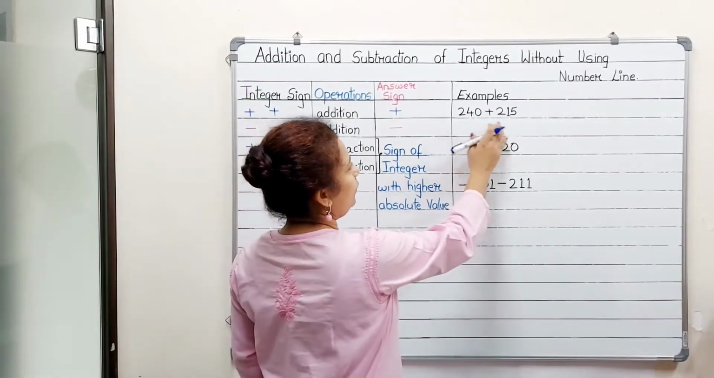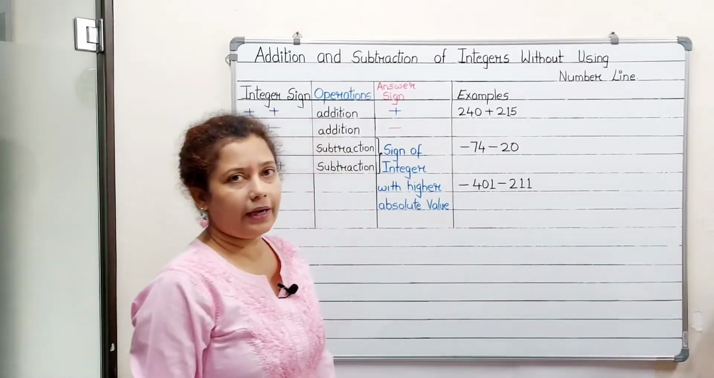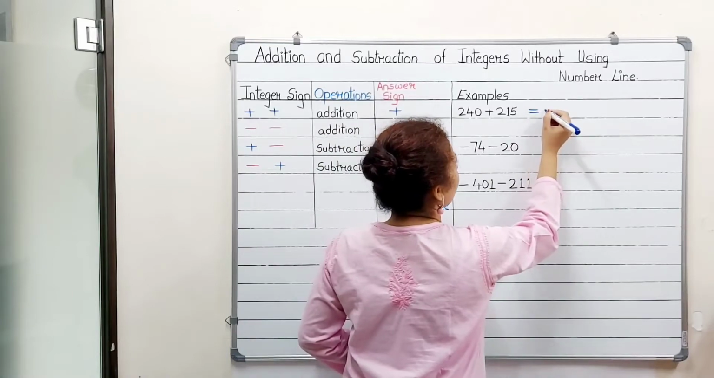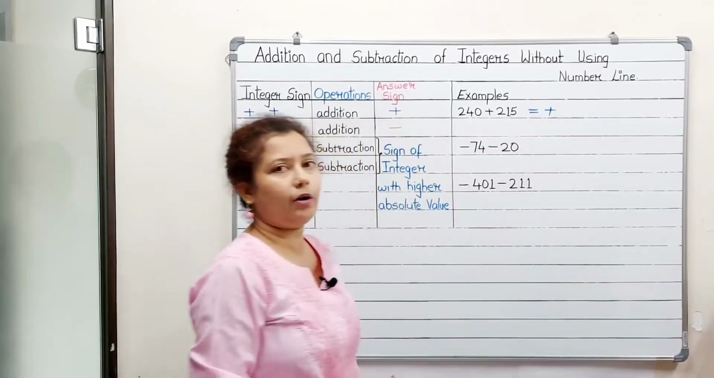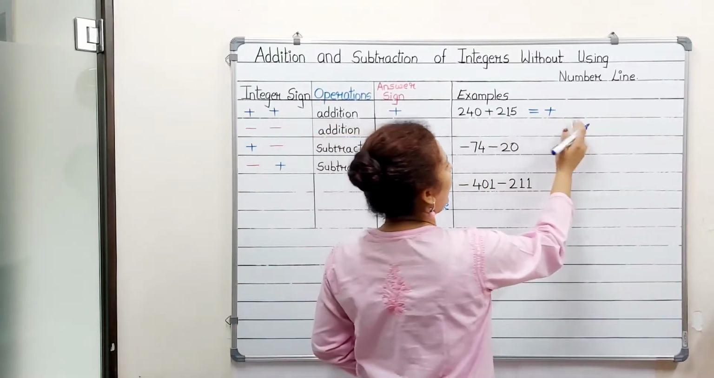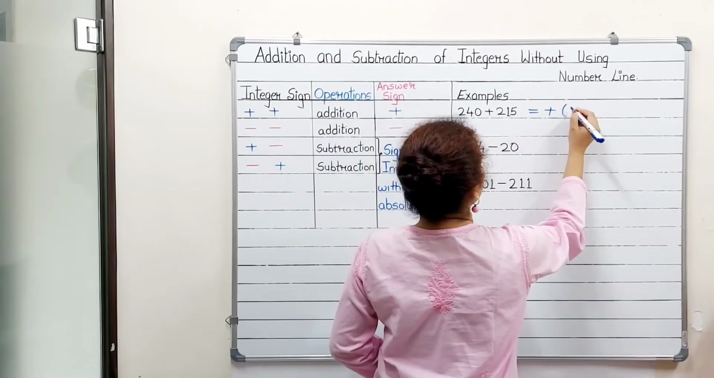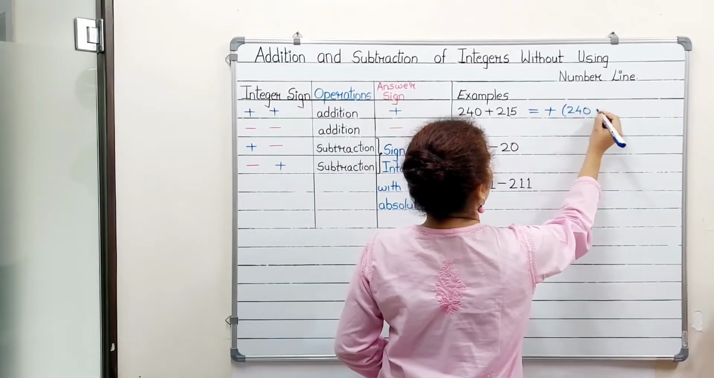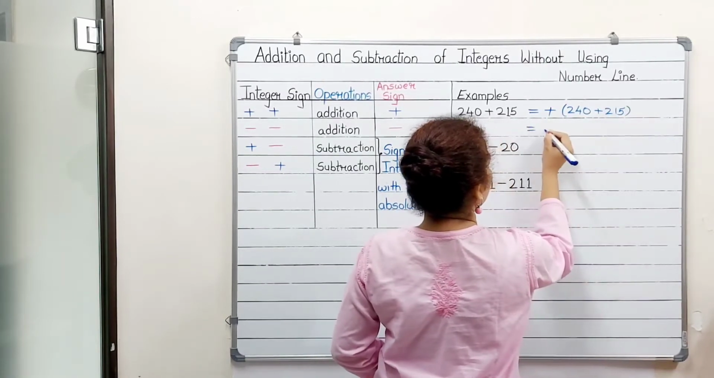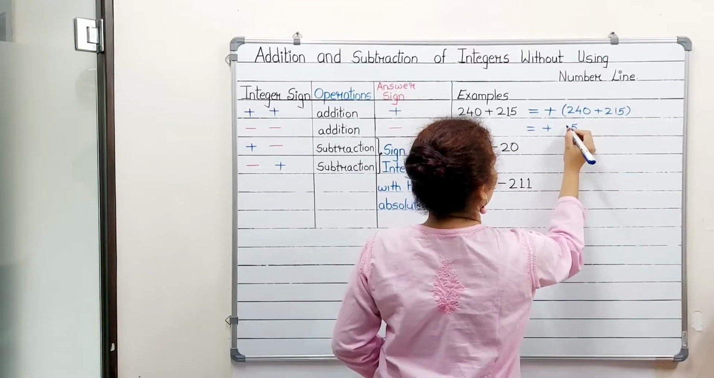Now here 240 and 215, we are adding two positive integers. So we will give the common sign of plus, or positive sign, and we will add the absolute values. So here 240 plus 215. So the answer will be positive.